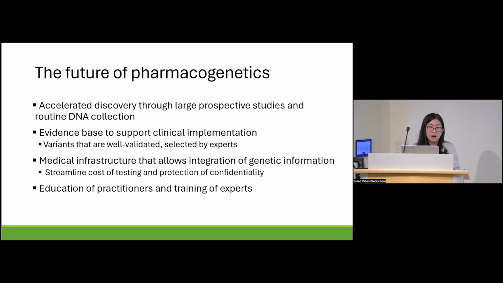We need to have a clear, strong evidence base to support clinical implementation, and we need variants that are well validated, not just one finding that doesn't replicate anywhere, but something that you reproduce and see over and over again, and that needs to be clear. In terms of integration of genetic information, we need to have the infrastructure available to streamline testing and return of results and protection of confidentiality for individuals.